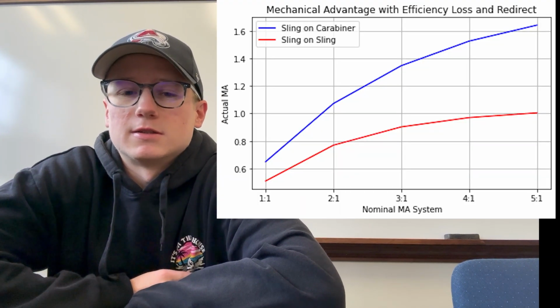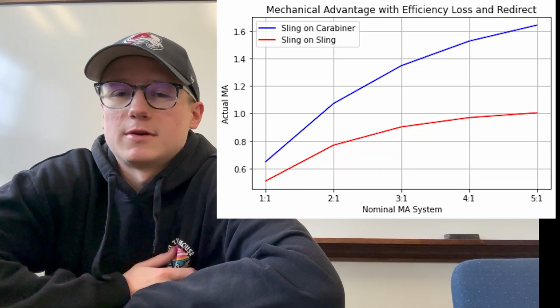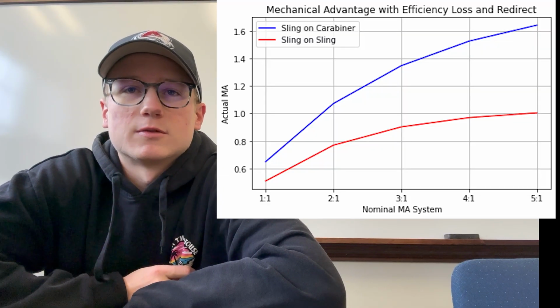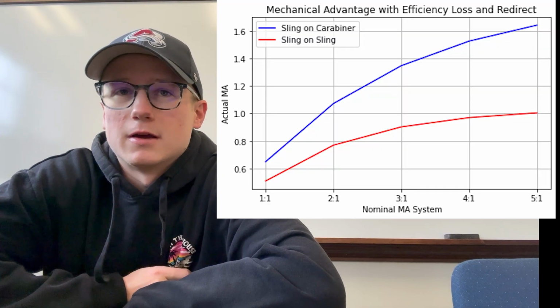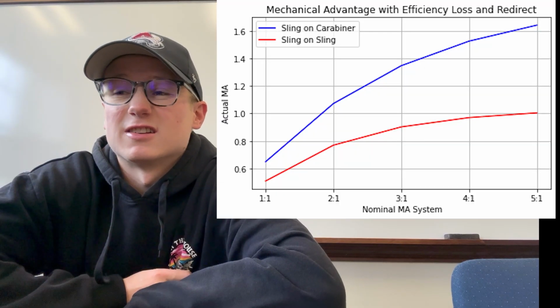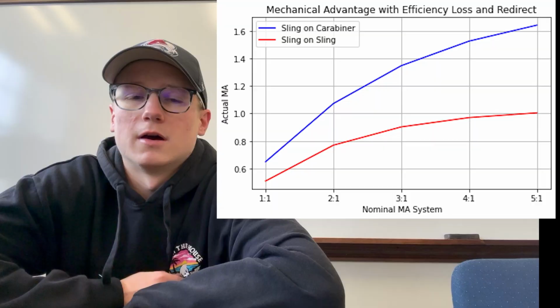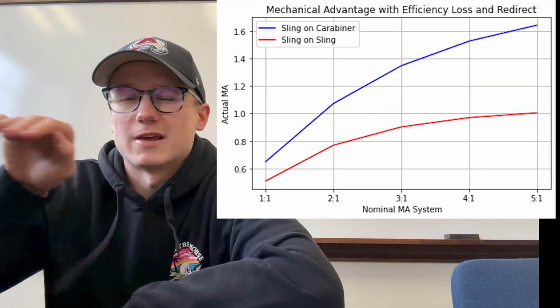Using that 65% value with the new sling and that 51% value for the sling on sling, we were able to create this graph here, which is utilizing our equation that we found earlier in the video. The blue line on this one is going to be the sling on carabiner, and the red line is going to be the sling on sling. So hopefully when we go do our mechanical advantage testing, we get some values that nest in between that.